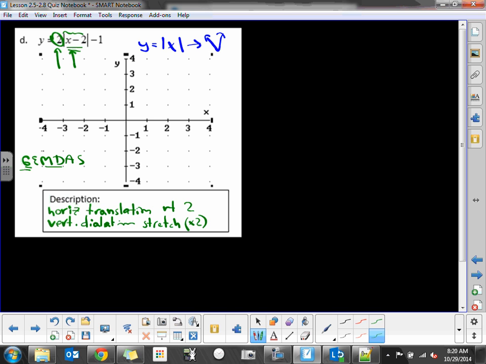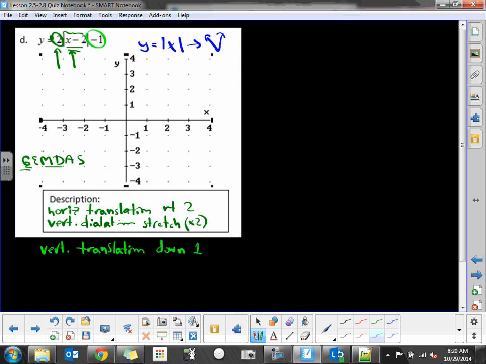And then the last thing that we have is another outside grouping symbol. So this is a vertical. And this time, since it's addition subtraction, it's a translation. And it will move our graph 1 unit down. So this is down 1 unit.